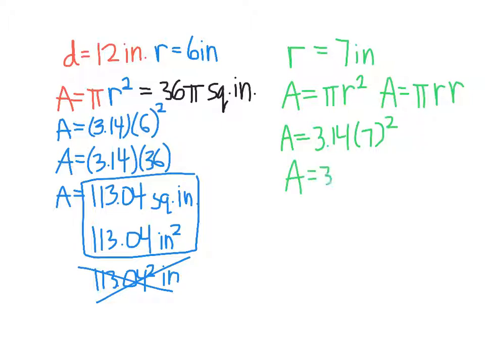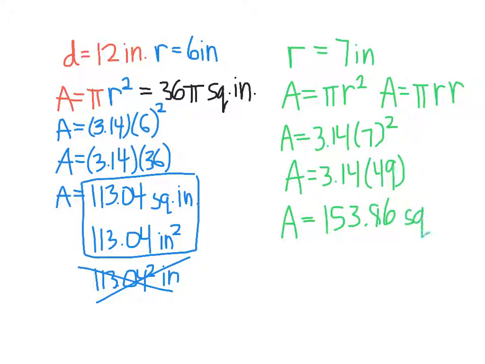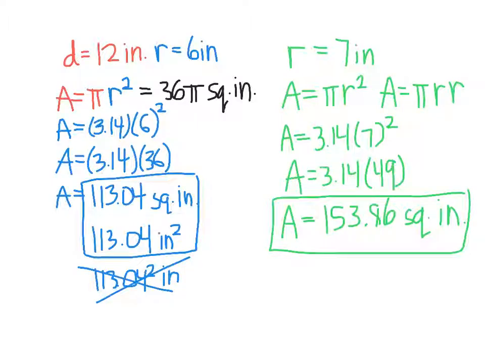So again, 3.14 times the radius squared, or times itself. So then 3.14 times 49 equals 153.86 square inches. So pretty straightforward. All right, next we're going to do the better buy.